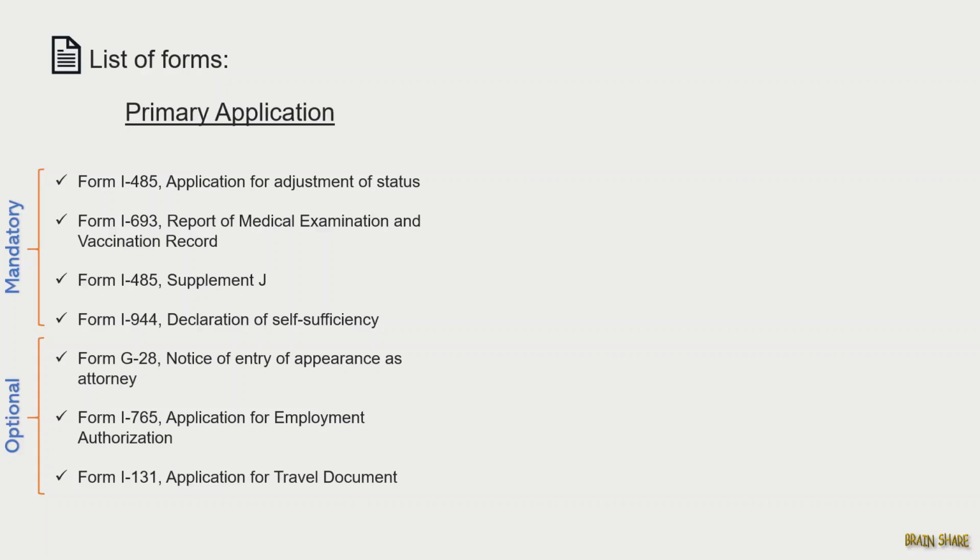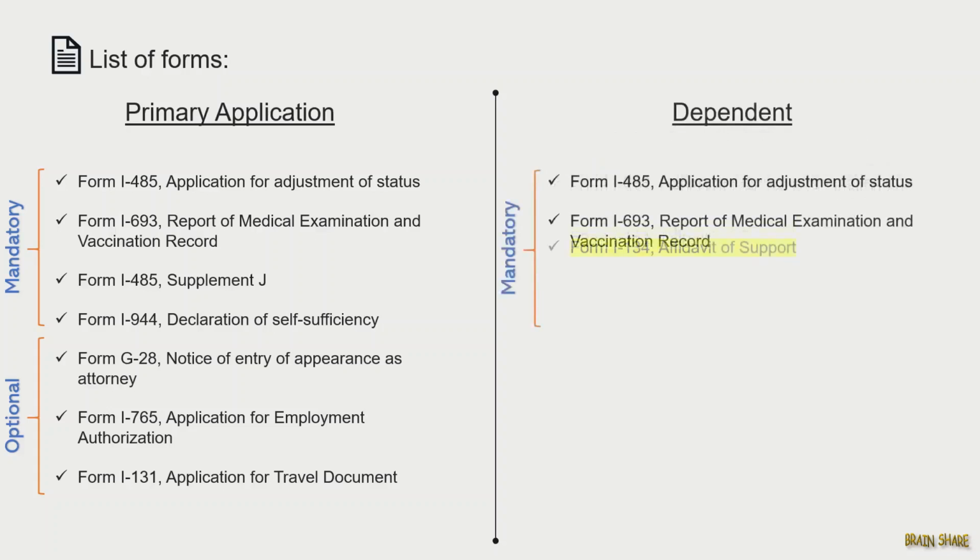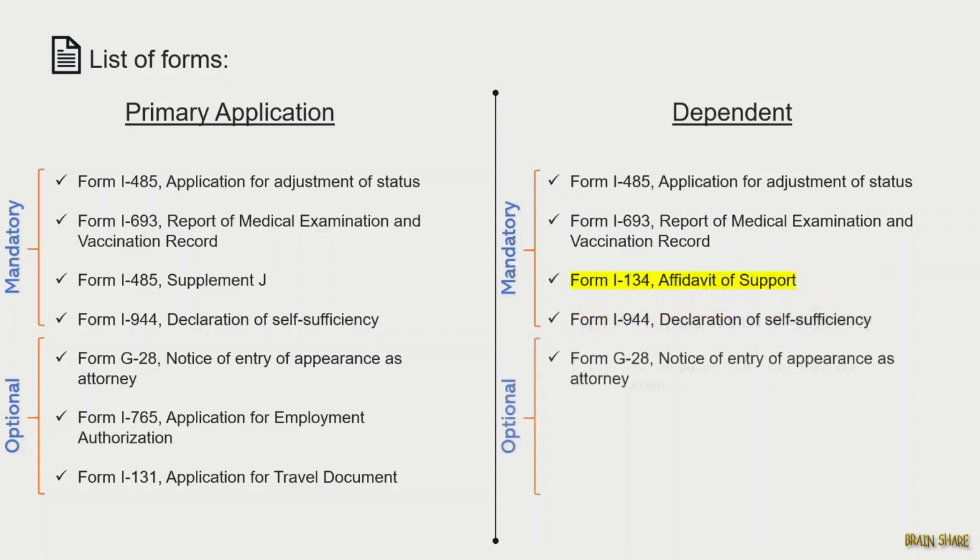It is advised to apply for travel document and employment authorization at the time of filing adjustment of status, as there will be additional fees in case they are filed separately after I-485 is filed. We will cover this in more detail while we cover different types of fees. For dependents, all of the forms are the same except Form I-485 Supplement J, which is replaced with Affidavit of Support, or Form I-134.